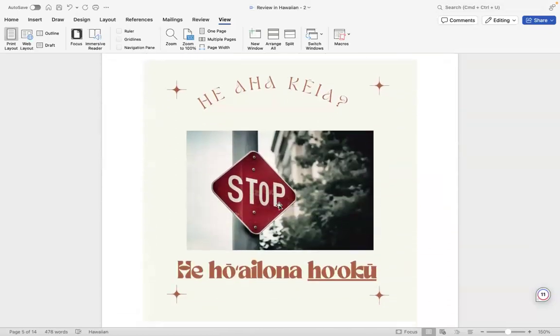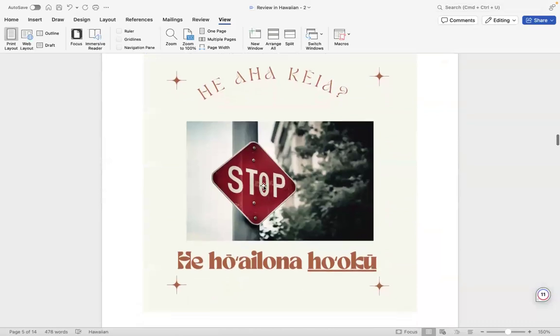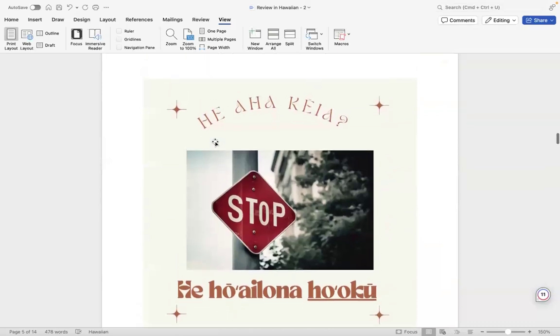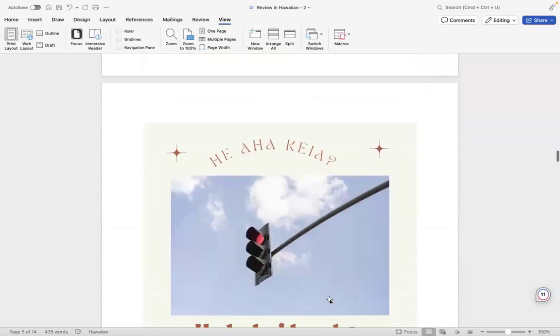All right, he aha kēia. He ho'ailona ho'oku. Ho'ailona is sign, and ho'oku means to make stopped. Ho'oku. So let's do this together. You ready? Makaukau. He aha kēia. He ho'ailona. He ho'ailona ho'oku. He aha kēia. He ho'ailona ho'oku. I bet you're pronouncing that beautifully.